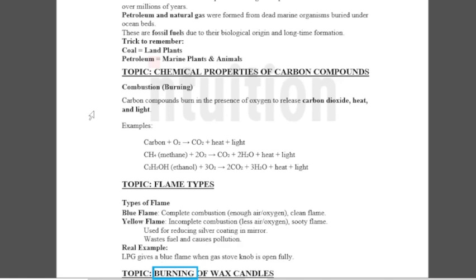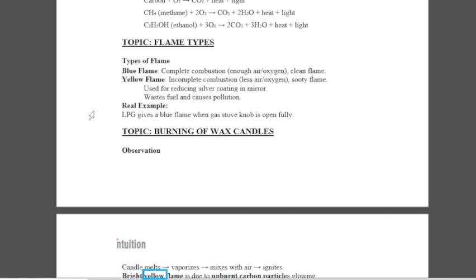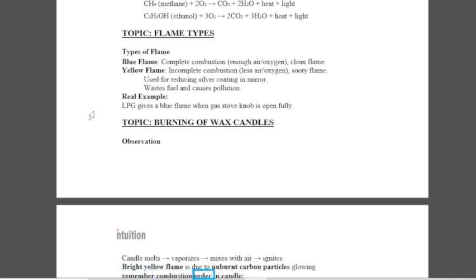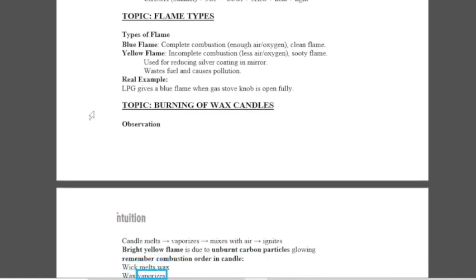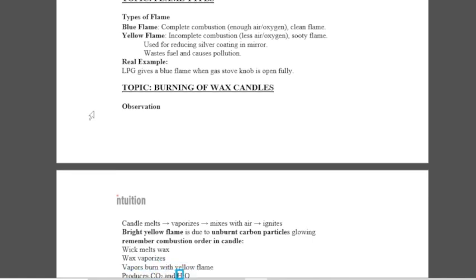Topic: Burning of wax candles. Observation: the candle melts, vaporizes, mixes with air, and ignites. The bright yellow flame is due to unburnt carbon particles glowing. Remember the combustion order in a candle: wick melts, wax vaporizes. Vapors burn with a yellow flame, producing CO₂ and H₂O.